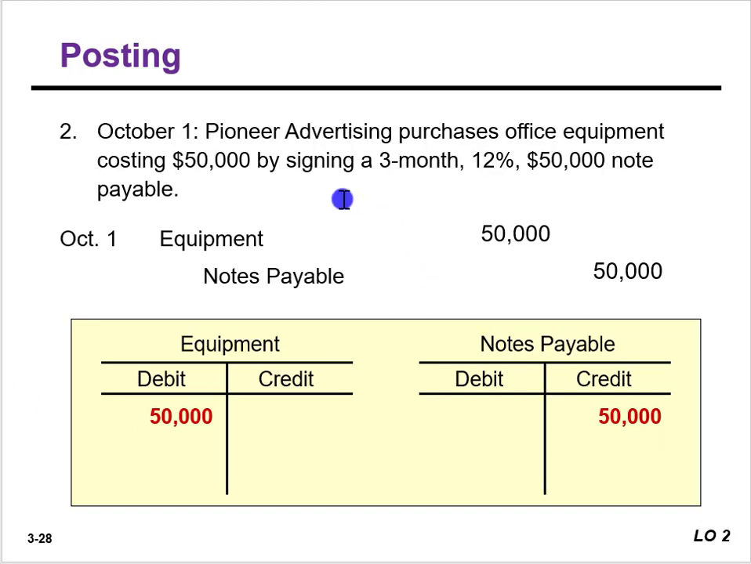Posting again, Pioneer Advertising purchases office equipment costing $50,000 by signing a 3-month, 12%, $50,000 note payable. And so again, you're going to debit equipment for $50,000, and you're going to credit notes payable for $50,000. And then this is how the T account will look. Equipment will be debited for $50,000, and notes payable credited for $50,000.